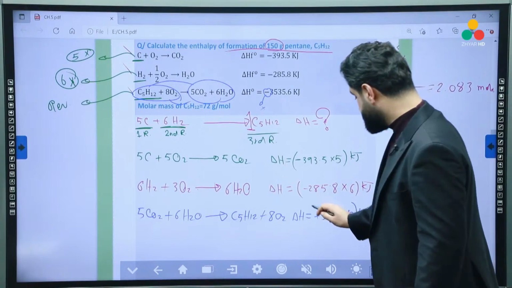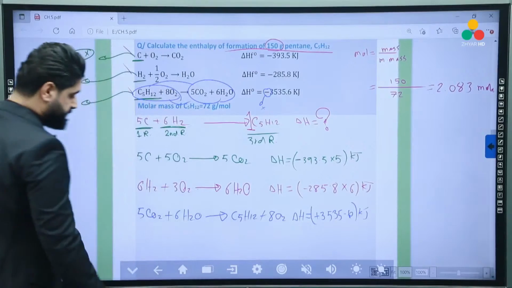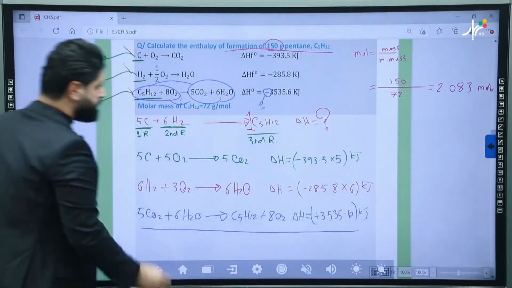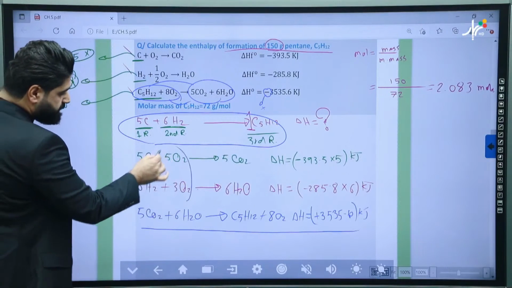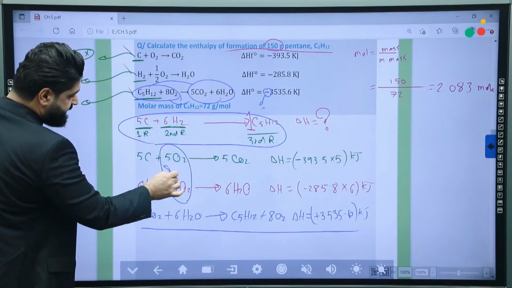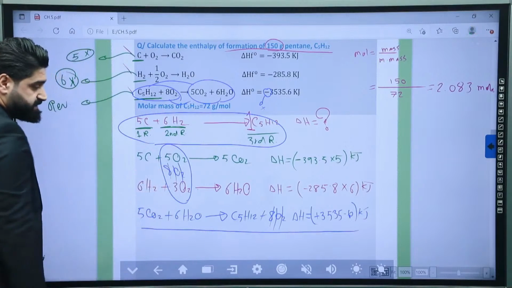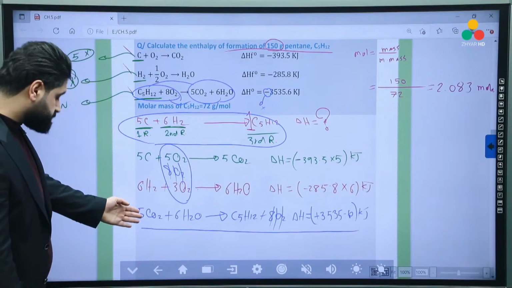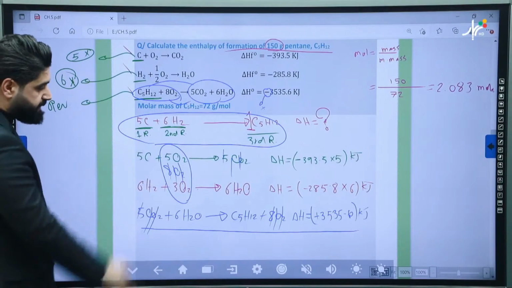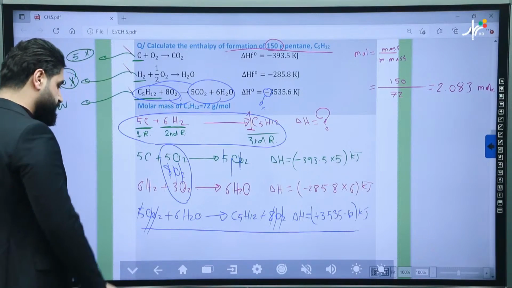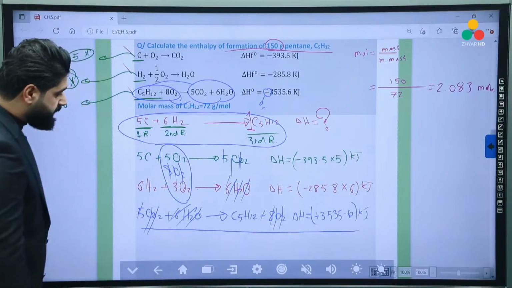Okay, let's check our solution, whether it's correct or incorrect. If we add them together, we must obtain the general equation. Let's see. 5 plus 3 will be 8 O2, and it cancels with these oxygen molecules. Carbon dioxide will be cancelled with this, so forget about the carbon dioxide molecules also. For H2O, there will be 0 left.